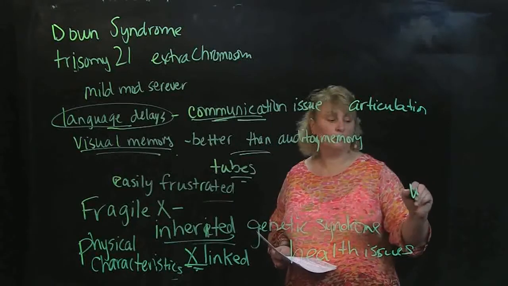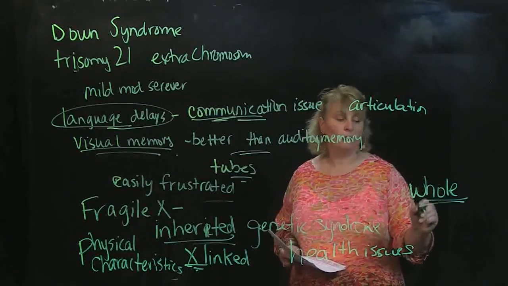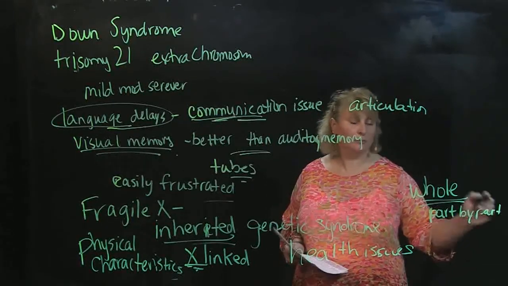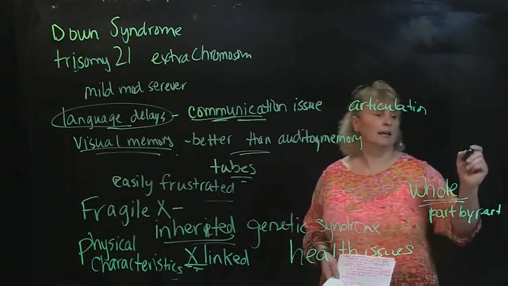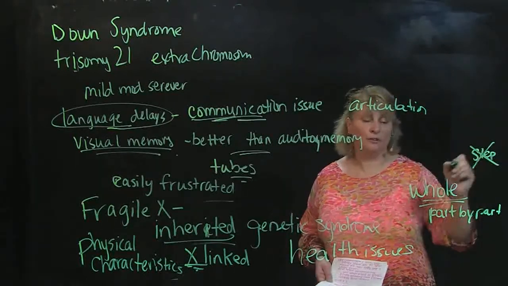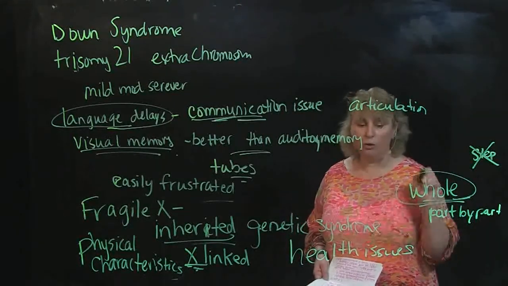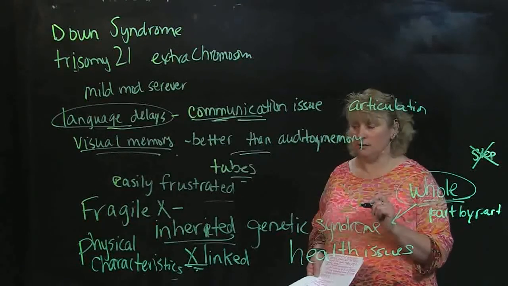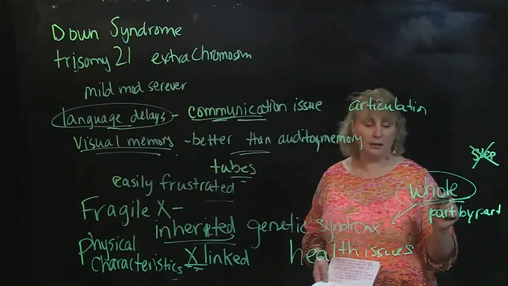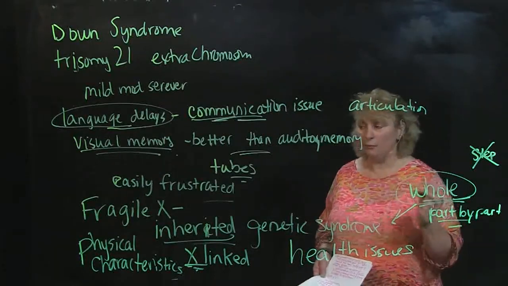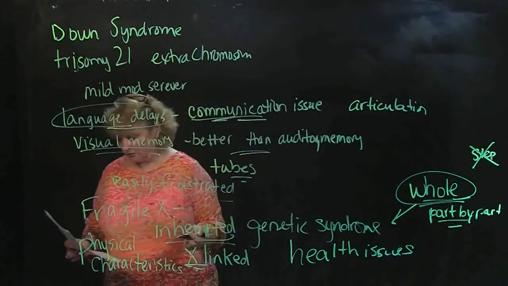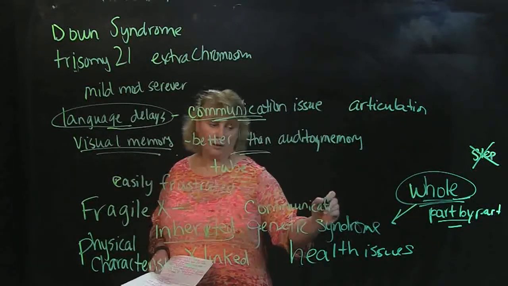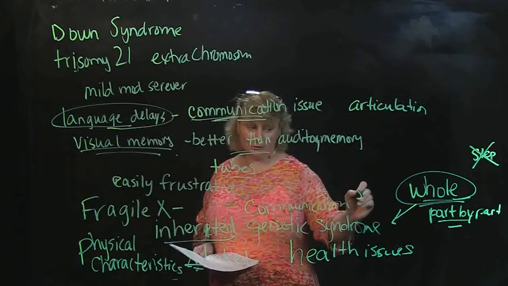These students learn best when you present the item as a whole rather than part by part. A lot of times special ed teachers present things in a little step-by-step process. Don't do that with Fragile X. Present the whole process, the whole task or the whole topic for your Fragile X students, and then they'll understand it better rather than breaking it up part by part. And their weakness is communication, and social skills.